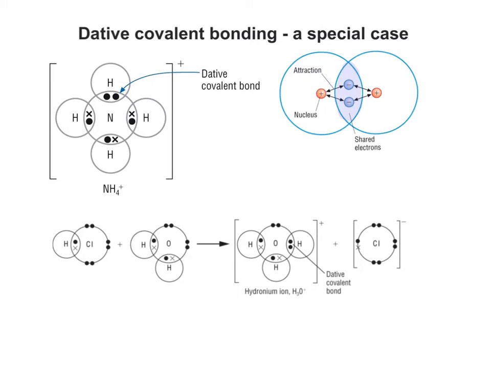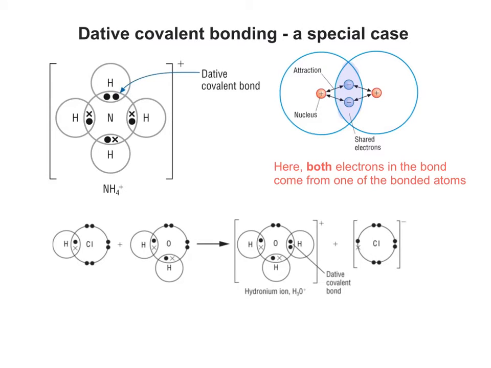So here we have a quick look at dative covalent bonding. It's still the same situation. You still get shared electrons that are attracted electrostatically to the nuclei of the bonded atoms. So both electrons in the bond come from one of the bonded atoms. We have a couple of examples, H3O+ and NH4+.